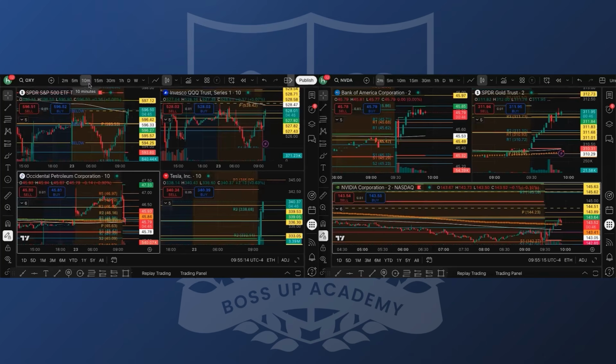Let's see what happens. In regards to the 200 though, Vivian, what you can do is use it as the target. You get what I'm saying? I took a little bit off. It's at a critical level for Tesla.